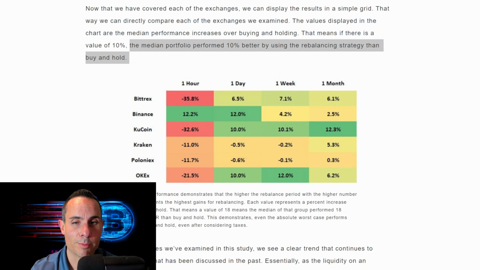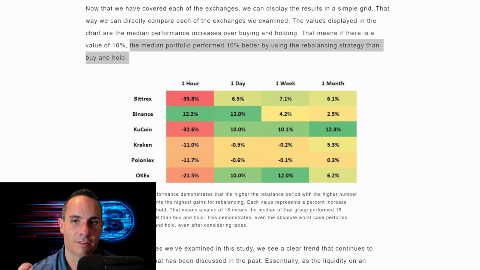Fortunately, people have also back-tested various periodic rebalancing strategies to figure out what the ideal amount of time between rebalances actually is. Here we have a blog post from Shrimpy.io, linked down in the description so you can read it for yourself. They went to each of the major exchanges and performed backtesting for 1 hour, 1 day, 1 week, and 1 month rebalancing strategies. And what they found is that depending on the strategy employed by the exchange, different strategies make more profit over the long haul. I happen to use Kucoin.